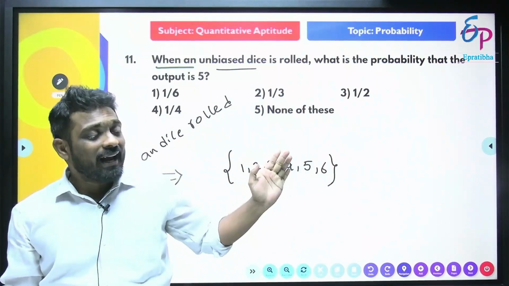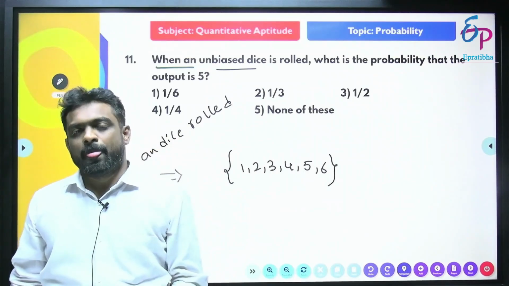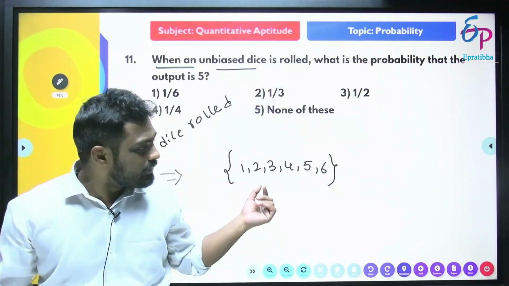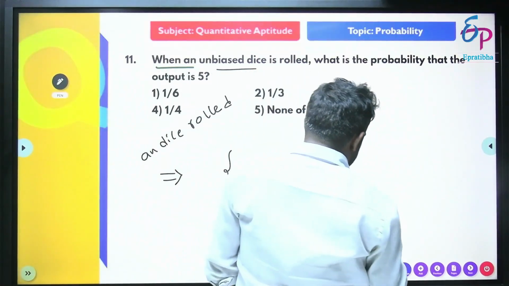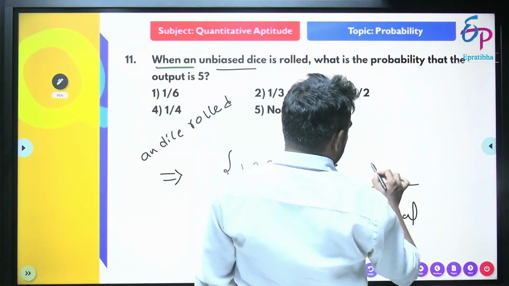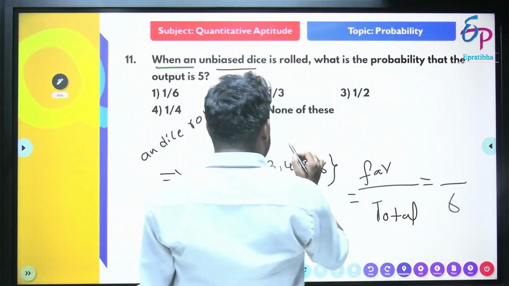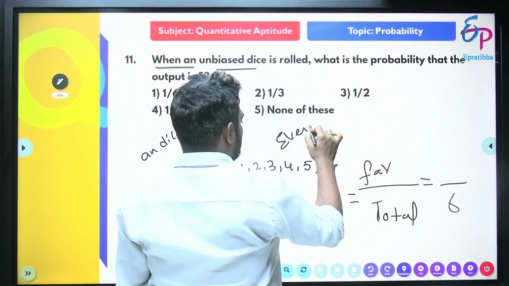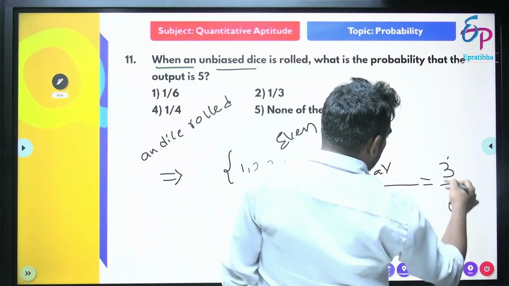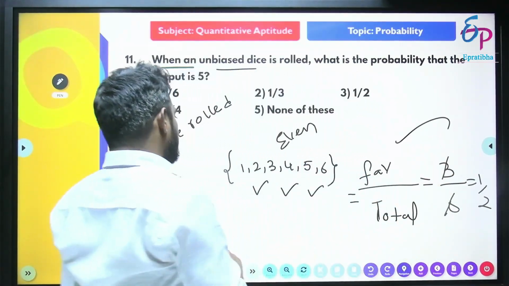If we want to get an even number, what exactly is the probability when a single die is rolled? How many total outcomes are there? 6 is the total number of outcomes. What is the favorable number of outcomes? The favorable outcomes are the even numbers: 2, 4, 6, which means 3. So the probability is 3 by 6, which is 1 by 2, right?